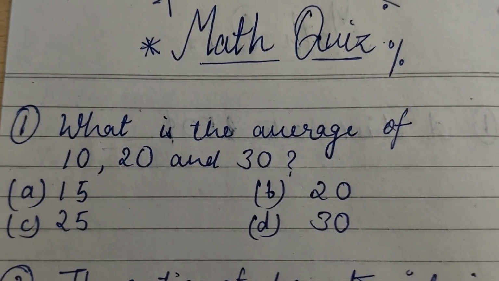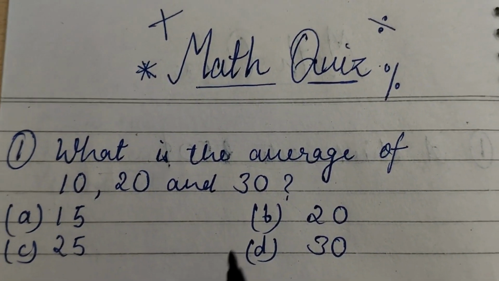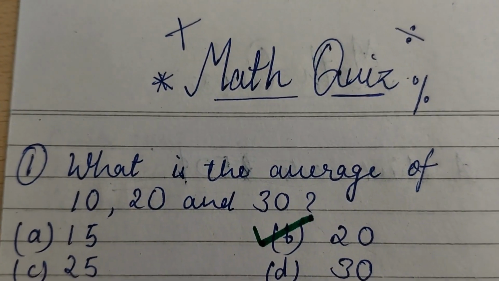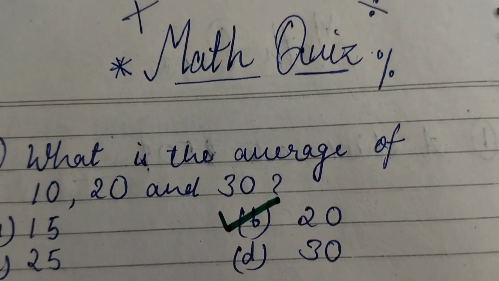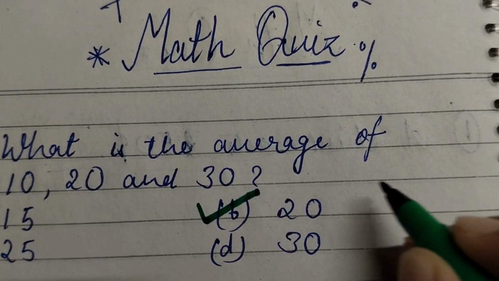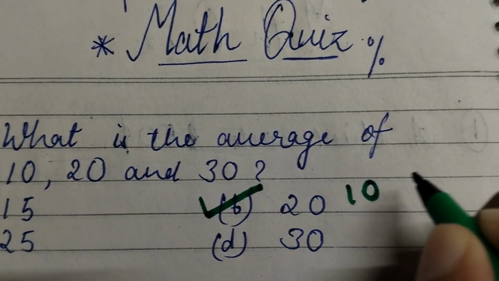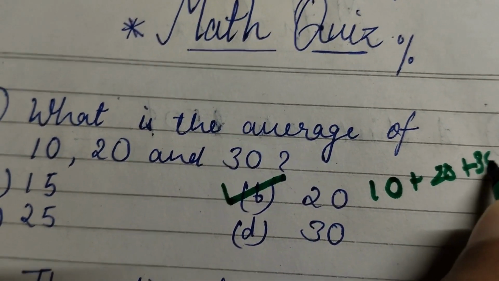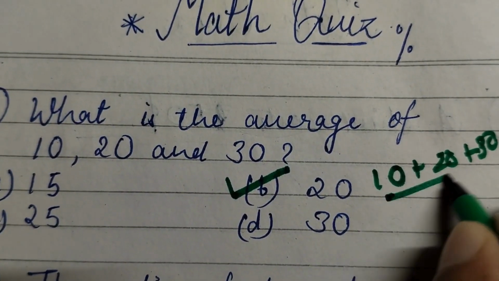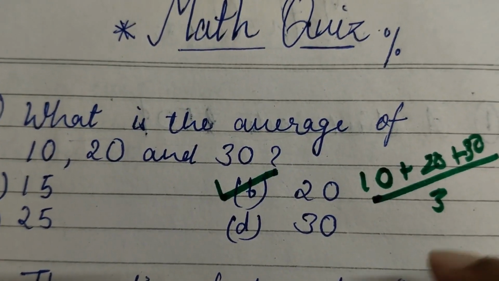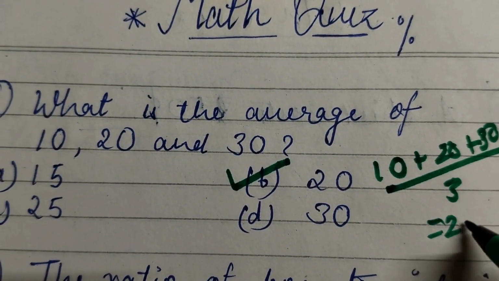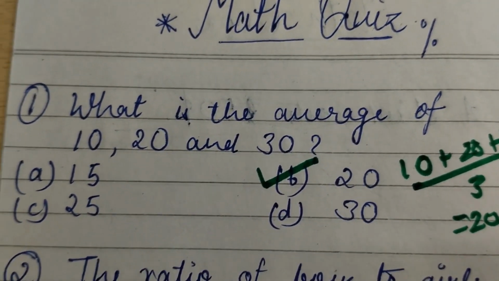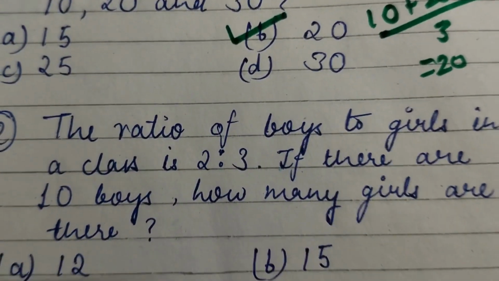So the correct answer to this question is 20. Now you must be thinking how it is. We will just do 10 plus 20 plus 30 by 3. So we are gonna get 20. Let's move to the next one.